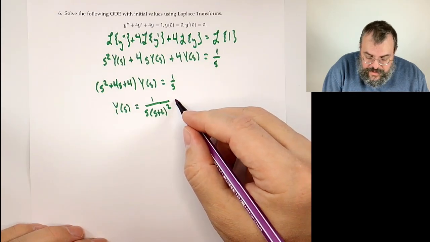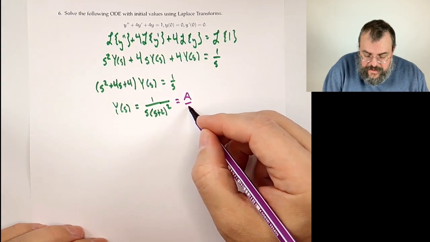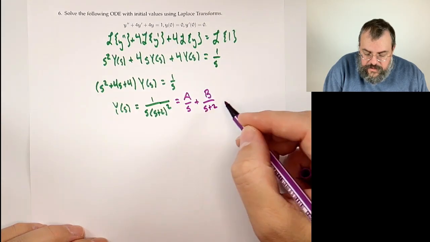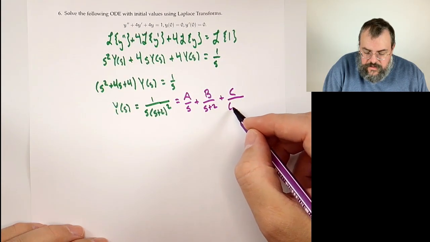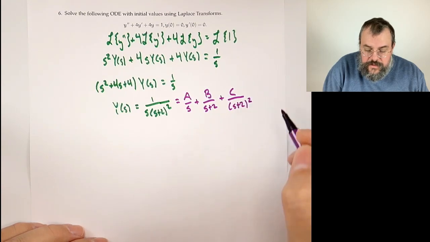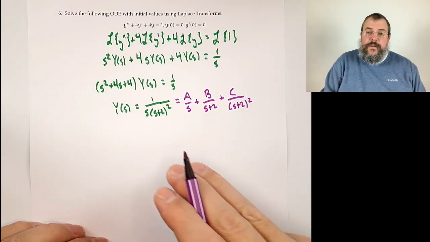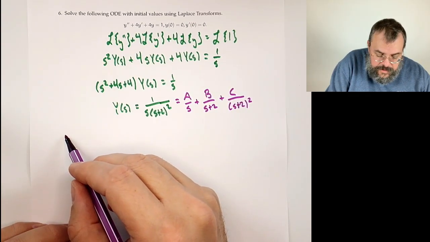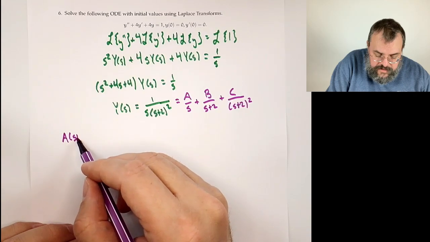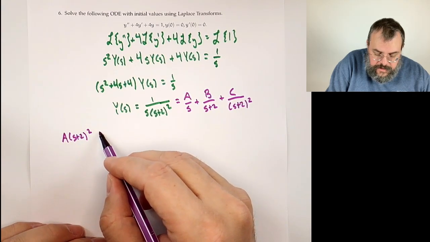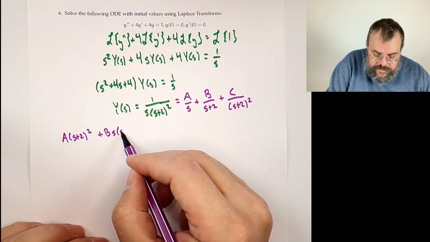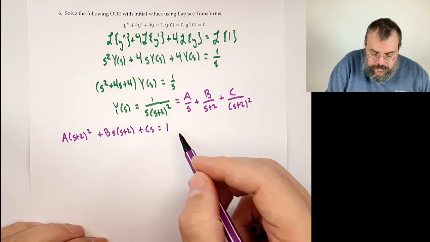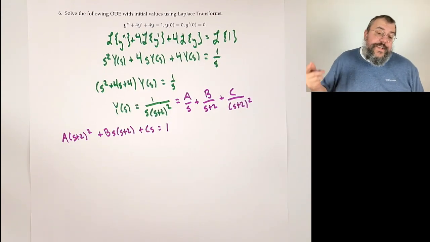So we recognize that this would look like A over s plus B over s plus 2 plus C over s plus 2 quantity squared. And we need to solve for A, B, C. Clear denominators, and we have that A times s plus 2 squared plus B times s plus 2 plus C times s equals 1.